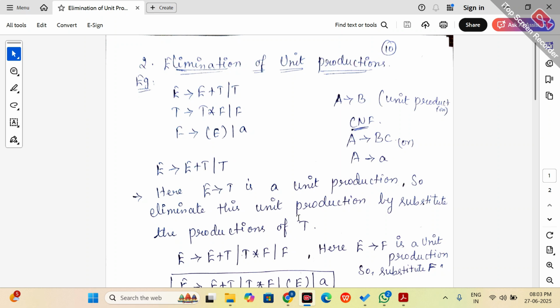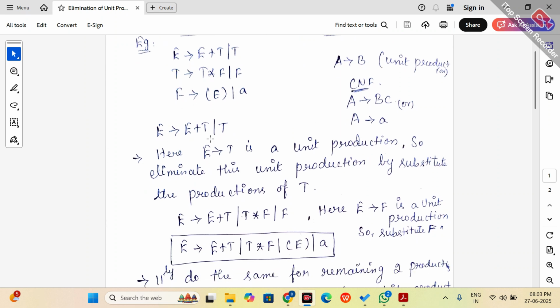A simpler method to eliminate this unit production is by substituting the T productions in place of this T. So we replace this T by substituting the T productions here. For example, E tends to E plus T, we write as it is. And for T, we substitute these two productions: T asterisk F, and the last production is F. Again here, E tends to F is a unit production. So we eliminate that unit production by substituting the F production here, instead of this F.